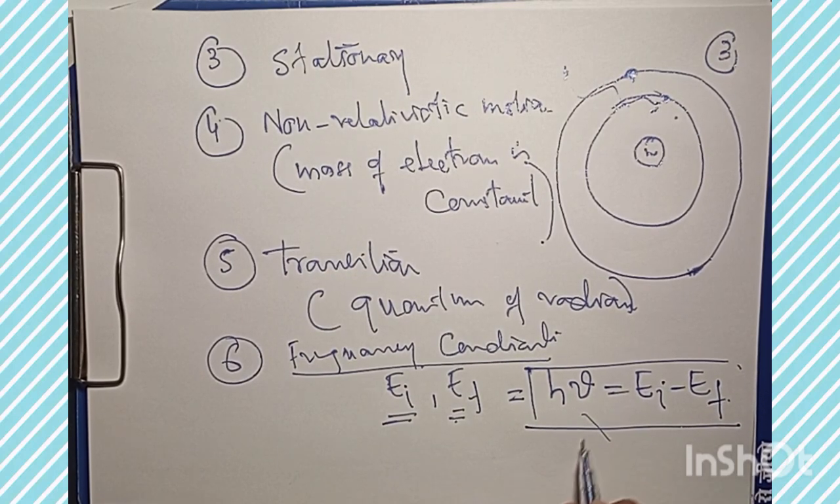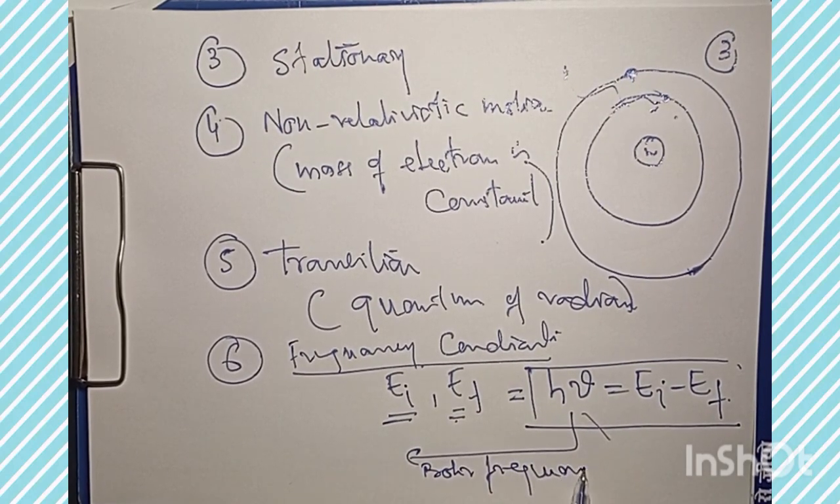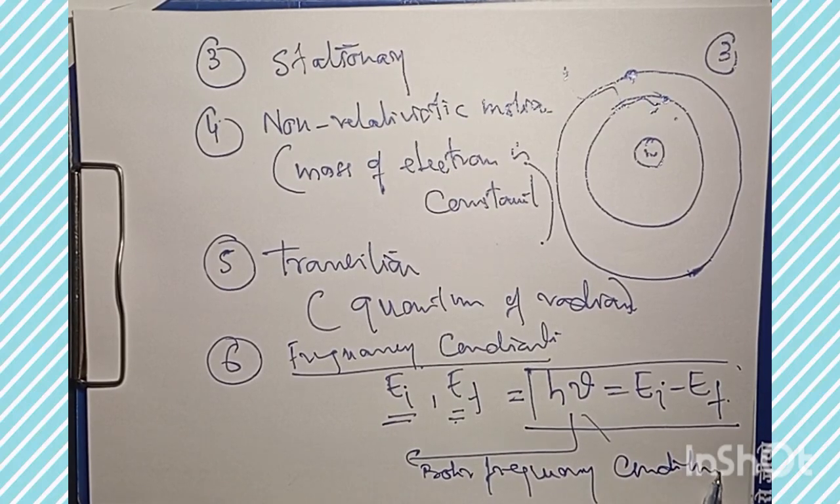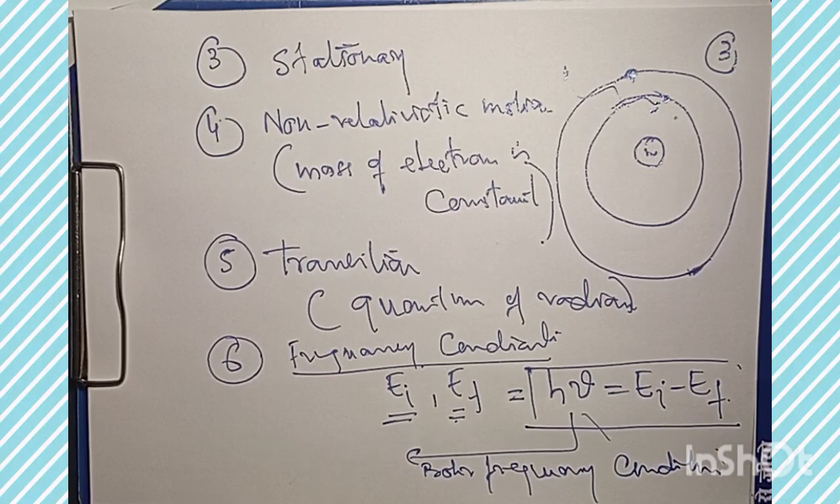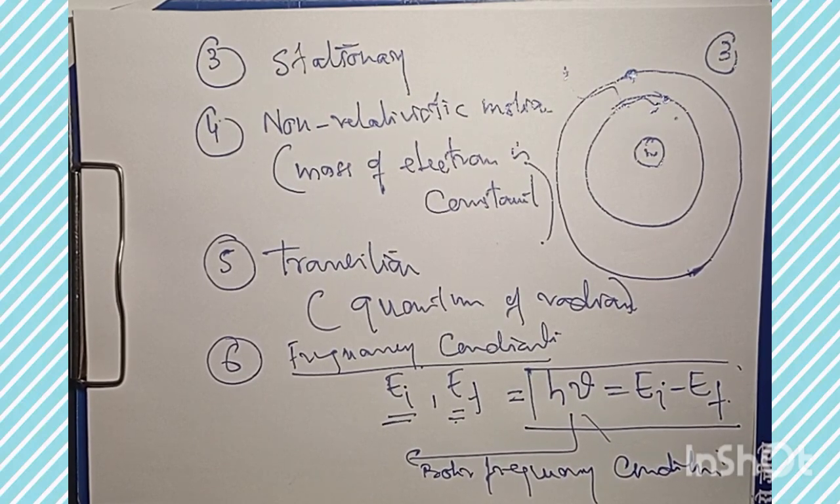Now, this equation that we have here is called Bohr's frequency condition. So these are the important postulates of Bohr's model of an atom, precisely speaking, Bohr's model of a hydrogen atom. In the next video, we will go with the mathematical treatment of using these postulates proposed by Bohr to explain the stability of an atom.